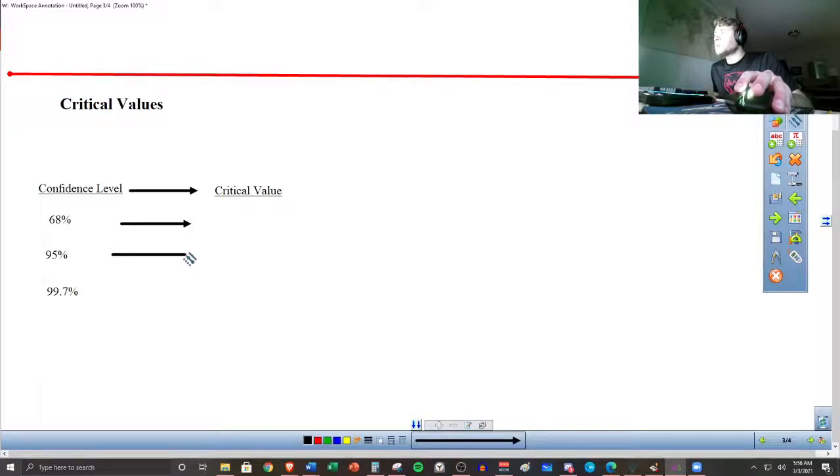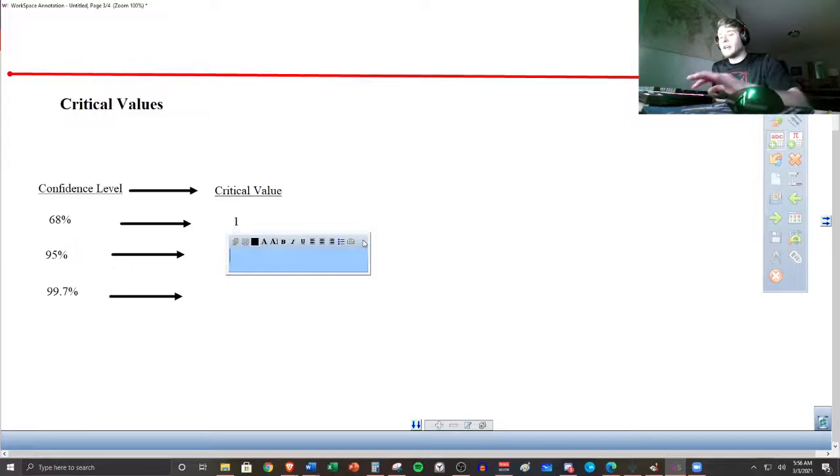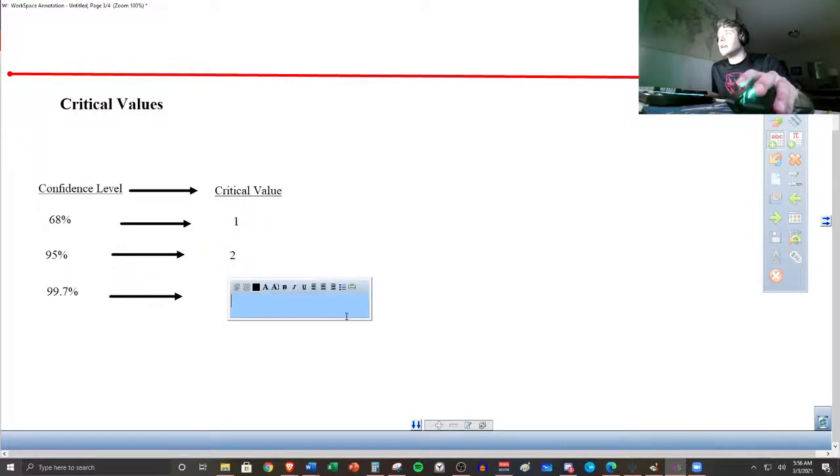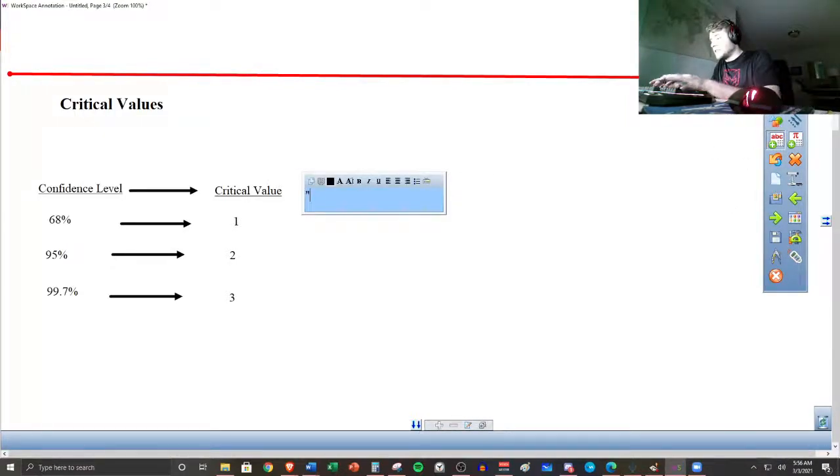So we said 68%, so we're going to draw some arrows here. 68%, and it's just like a normal distribution. 68%, how many deviations is that? Well, that is 1. So we're actually going to say our critical value is 1, right? For 95%, the critical value is 2. And for 99.7%, the critical value is 3. So that's really nice how that works out, right? It's very simple, 1, 2, 3. Another way to think about critical values is this: number of deviations from the mean.